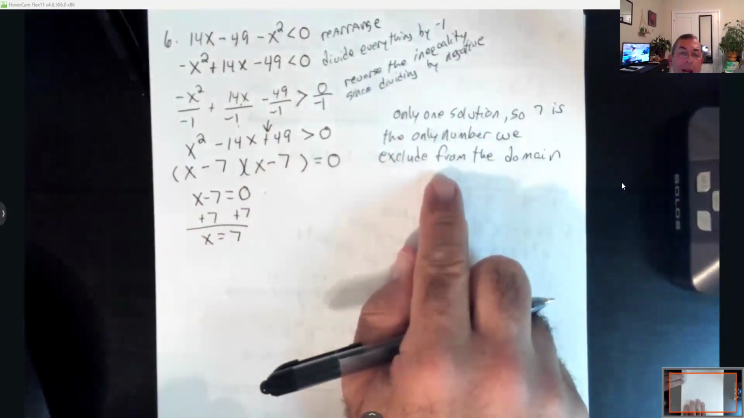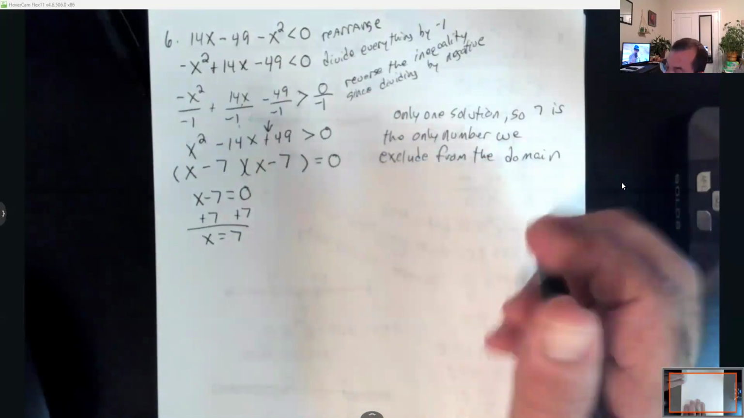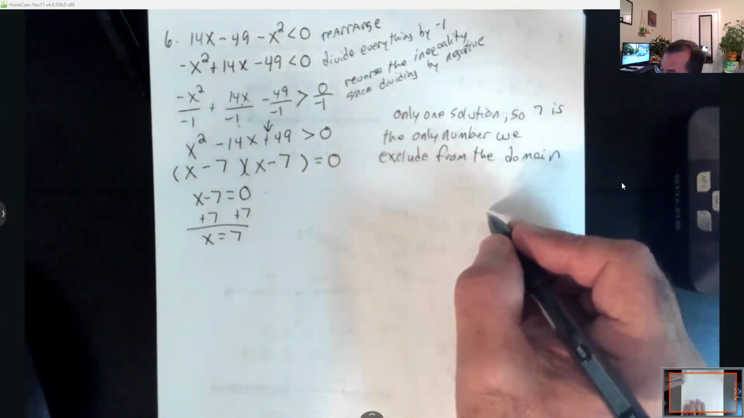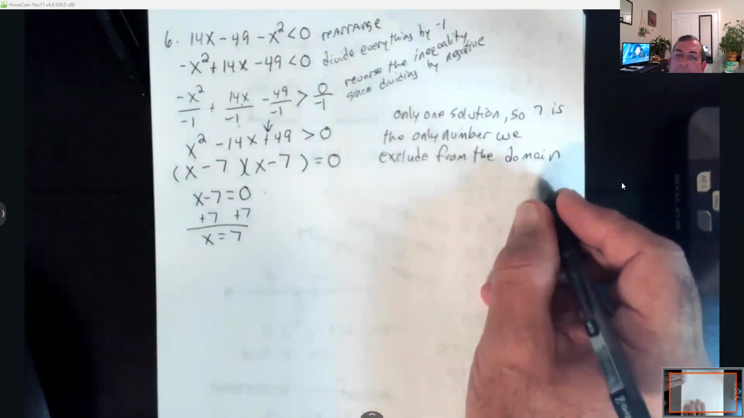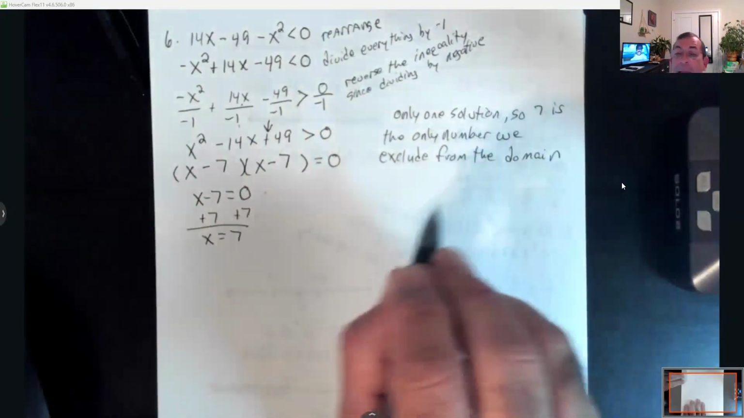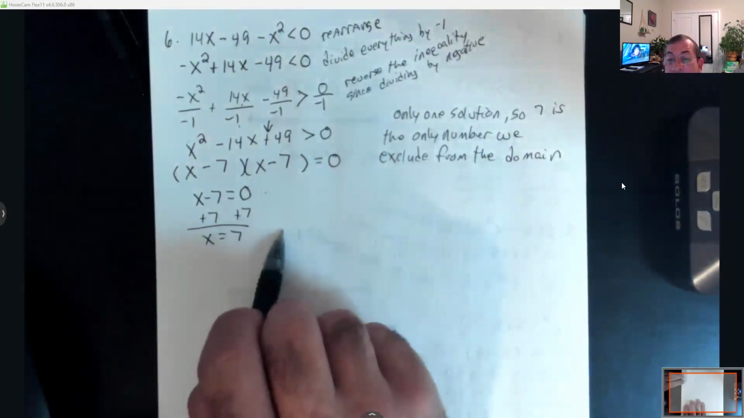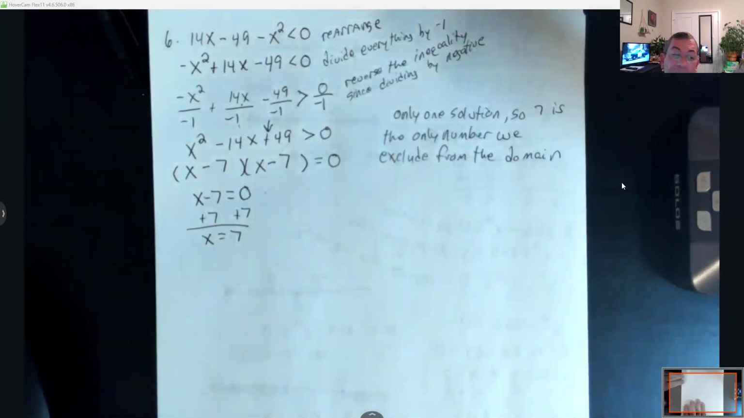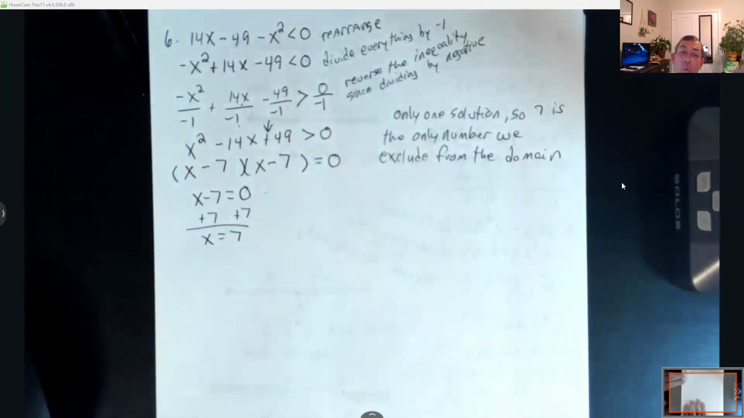And y'all, if you were to graph this, you would see that at 7 on the x-axis, this graph is just going to come down, touch that x-axis, and it goes back up. Remember, we said if it had an even multiplicity, which would happen on this because there's two 7s, then even multiplicities were tangent to the x-axis, okay? So that's why it's only got one number for its solution.